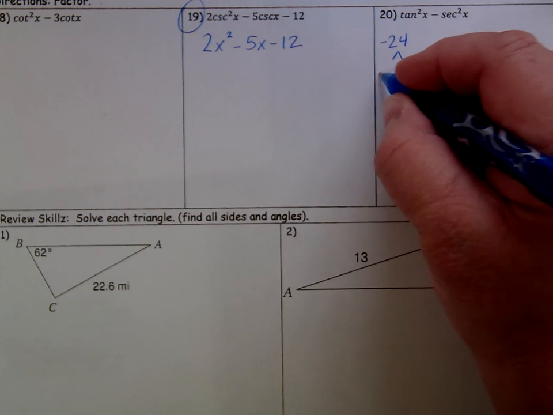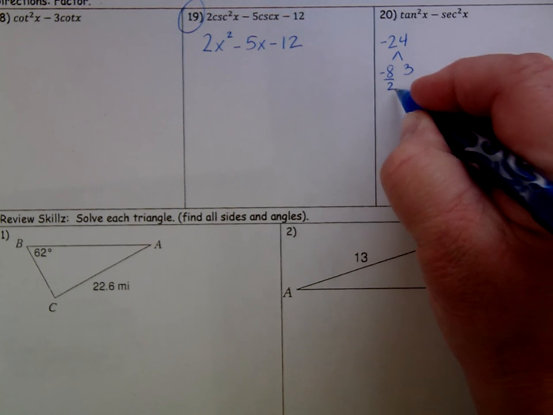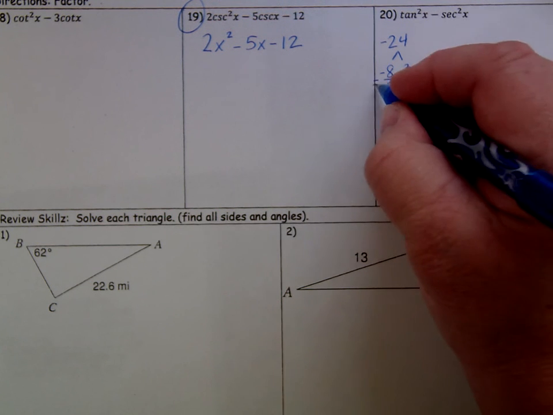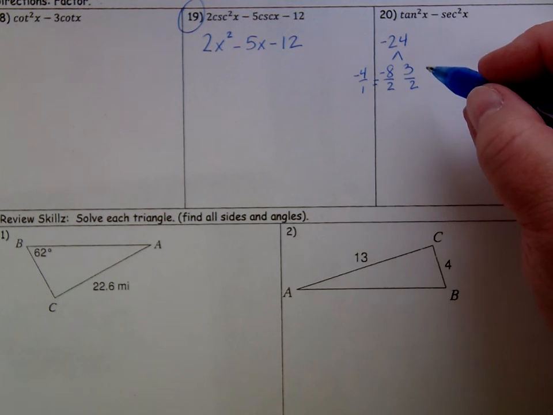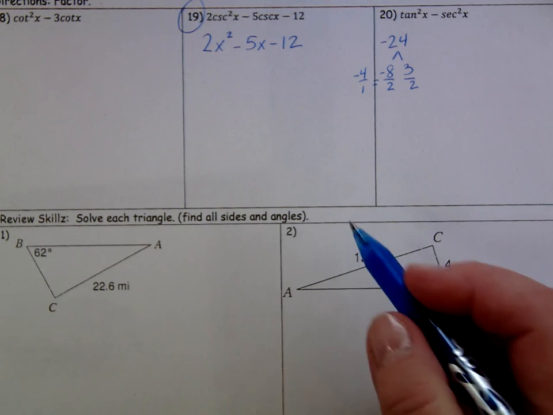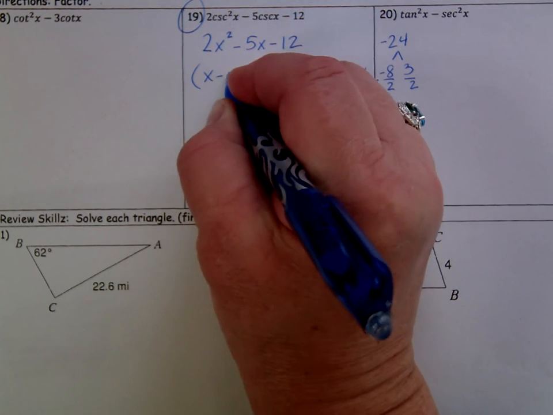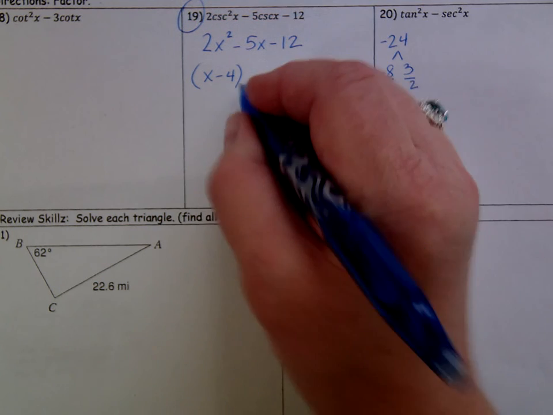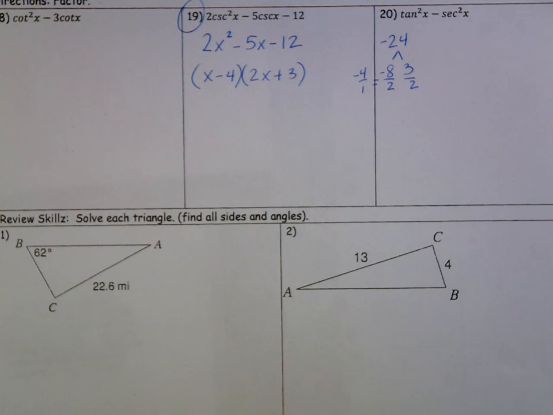You got negative 8, you got positive 3. Then you've got to divide by the leading coefficient of a 2. Negative 4 and 1. This guy doesn't reduce. I'm doing this fast, but I know that you know what I'm talking about. So if I were to factor this, it would be x minus 4, bottom to top, and 2x plus 3. If it were back in the days of Algebra 1 factoring, but it's not.